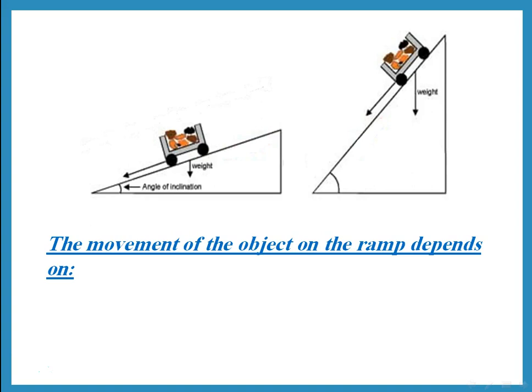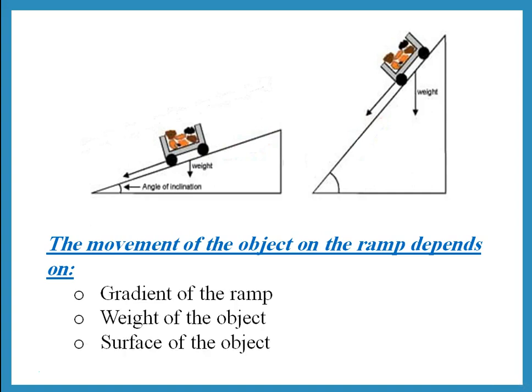One of the main things about the ramp is the slope of the ramp, whether it is very steep like the one on the right or it is less steep like the one on the left. And in that case, the movement of the object depends on how steep the ramp is. So it depends on the gradient of the ramp. It depends on the weight of the object, whether this is a heavy object or a light object. And it also depends on the surface of the object, whether the surface is smooth or rough.